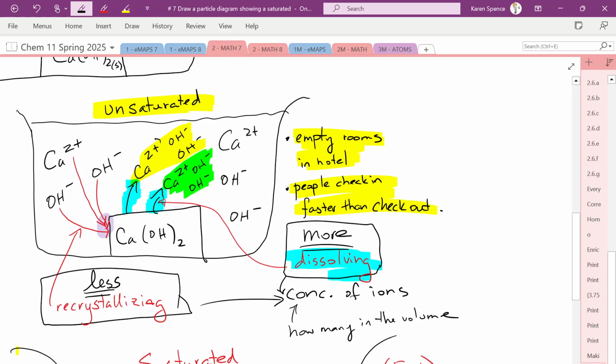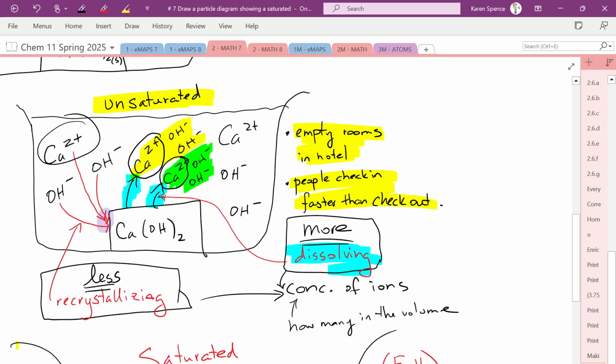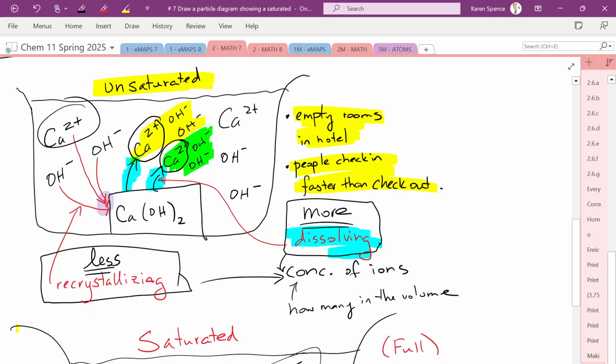I am making 2 dissolved calciums. I am using up 1 dissolved calcium. This is unsaturated. We're not in our saturated diagram, we are in our unsaturated diagram. There are 2 times as many dissolvings going on as recrystallizings. If I am making more free-floating calcium than I am using up, what happens to the amount of free-floating calcium? It increases, right? So the concentration of the ions increases.